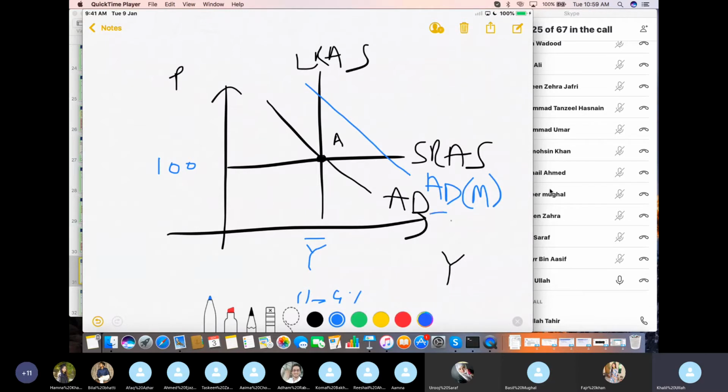This aggregate demand also changes when people start buying more things.